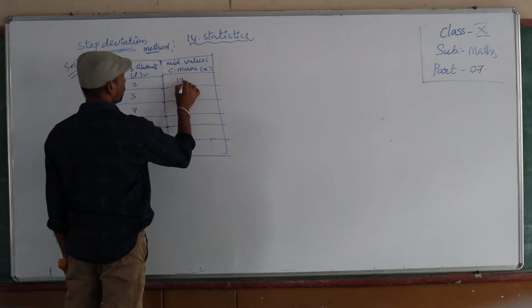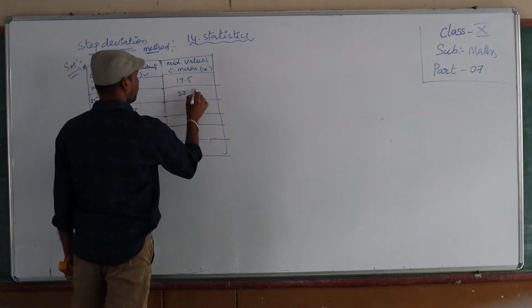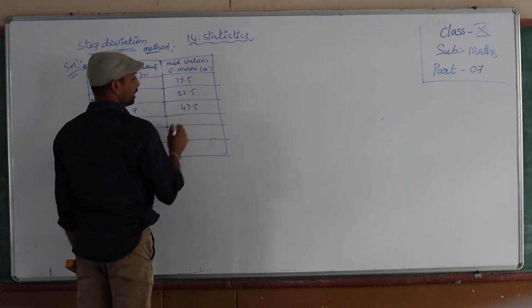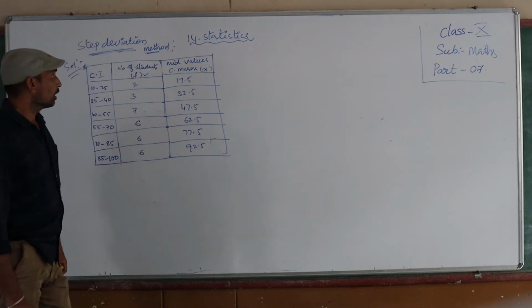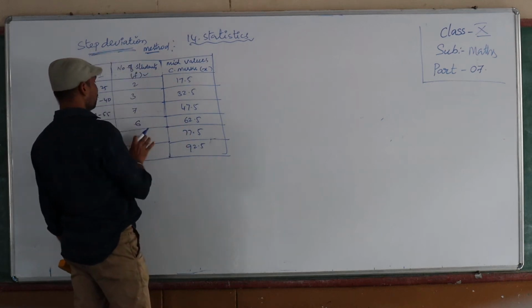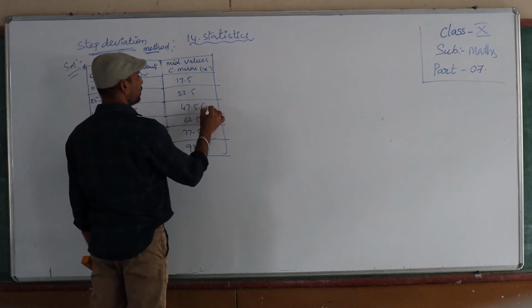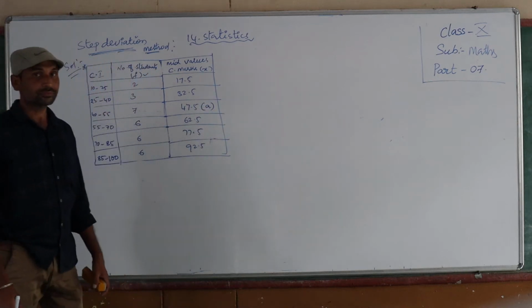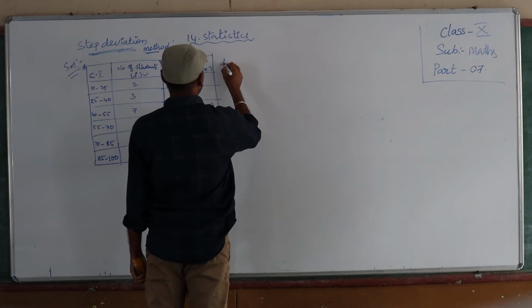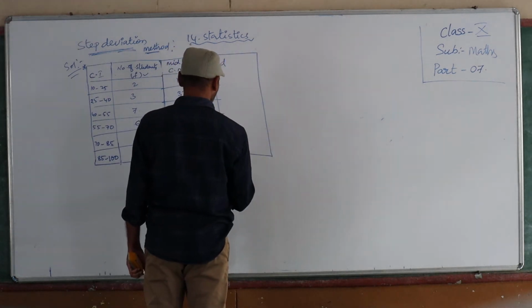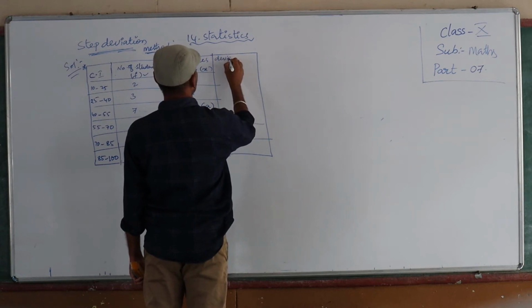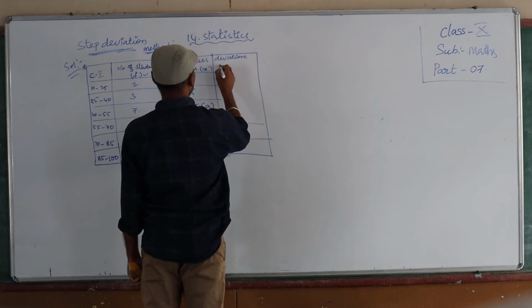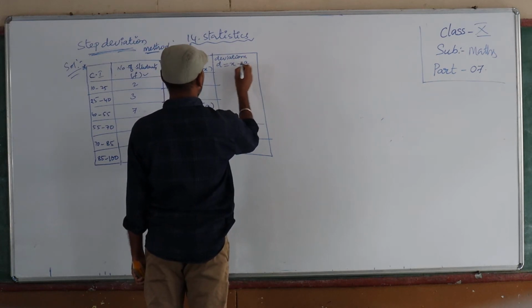35 by 2 means 17.5. Next 32.5, 47.5, 62.5, 77.5, 92.5. Now generally, the biggest frequency is 7, so take its mid value straight as A, the assumed mean. Then we find D, the deviations. So how do we get D? D is x minus A.